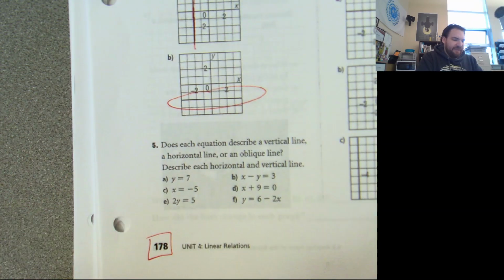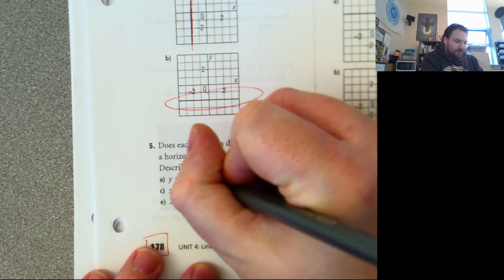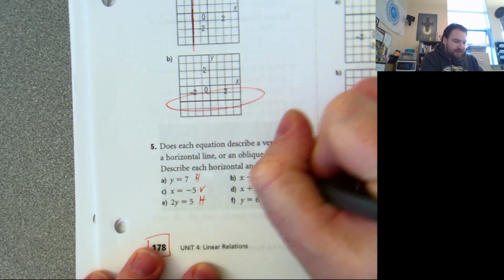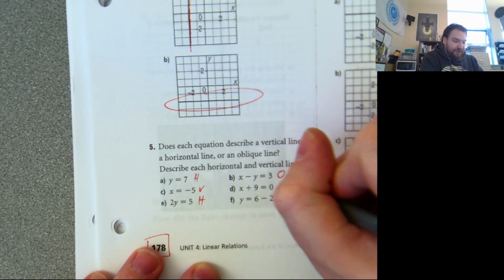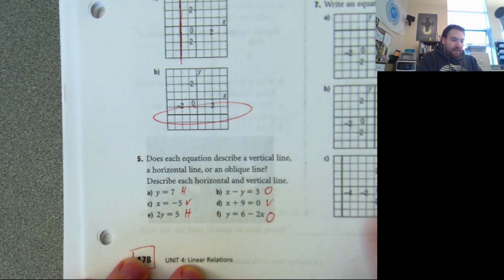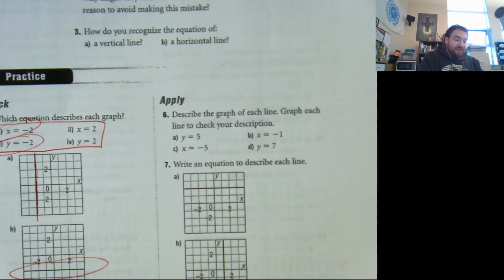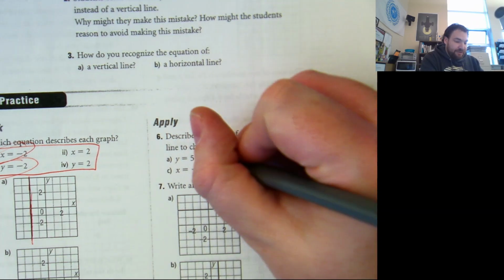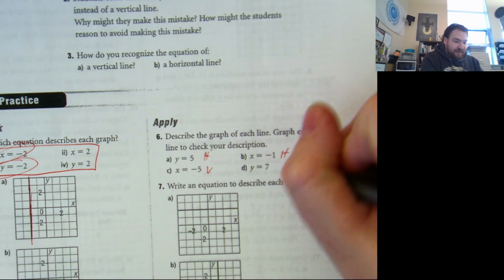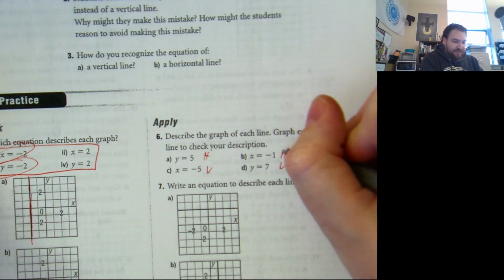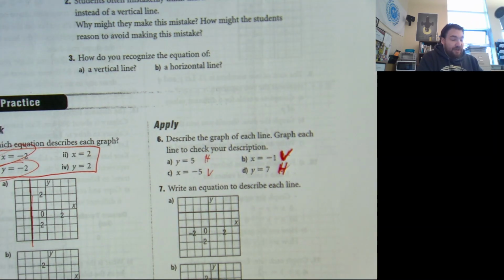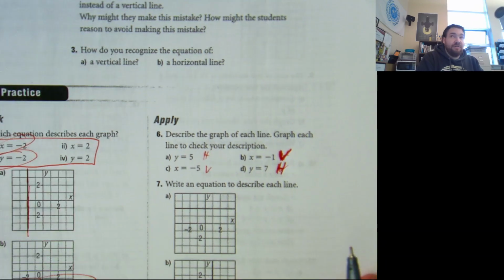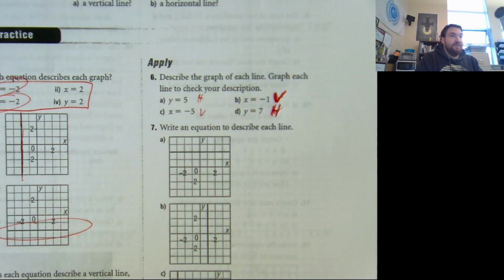Well, let's go through them all, I guess, then. That's going to be horizontal, vertical, horizontal, oblique. X means it's vertical, both means it's oblique. Number 6, describe each line. This one is horizontal, that one's vertical, that one's horizontal, that one's vertical. Nope, I switched those 2 around. That one's vertical, that one's horizontal. And if I'm asking you for a description, this is graph each line to check your description. I'm going to assume that you did that.